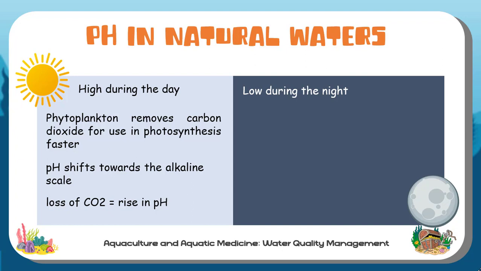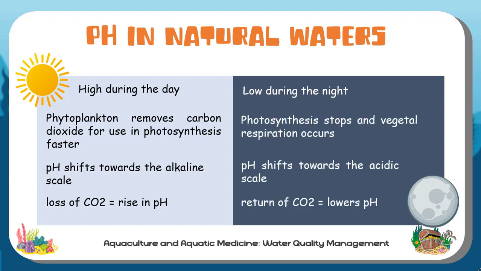At night, photosynthesis stops and vegetal respiration occurs. Respiration continues to return carbon dioxide to the water. pH continues to fall in response to increasing carbon dioxide, and the pH shifts towards the acidic scale.